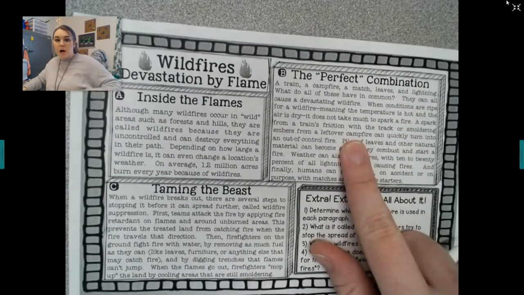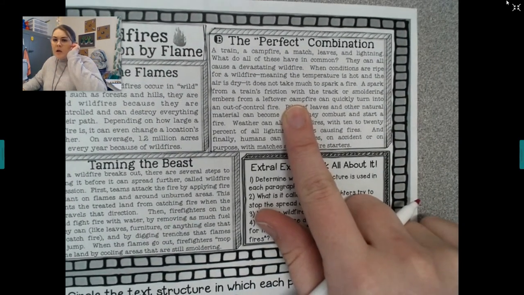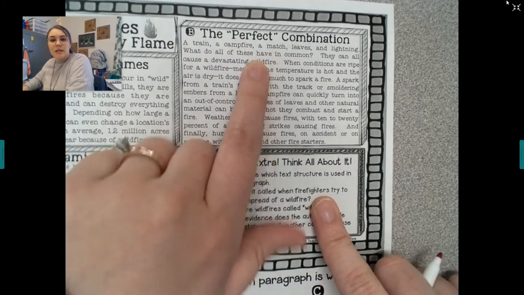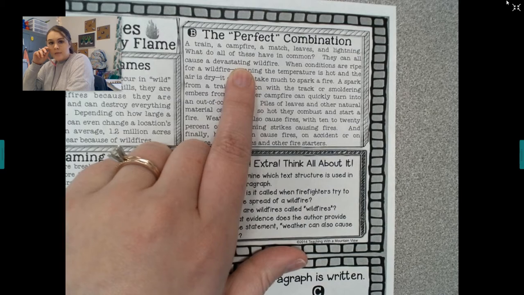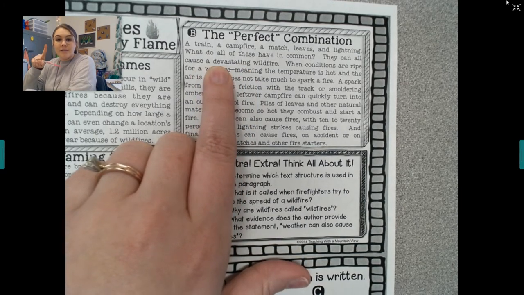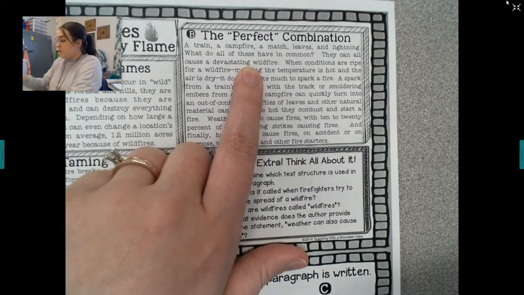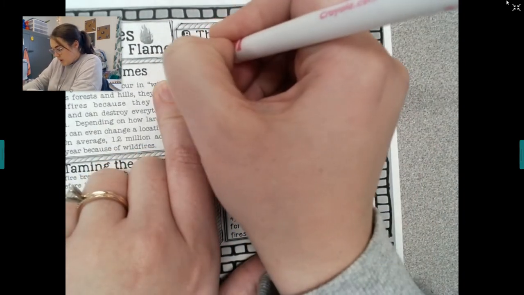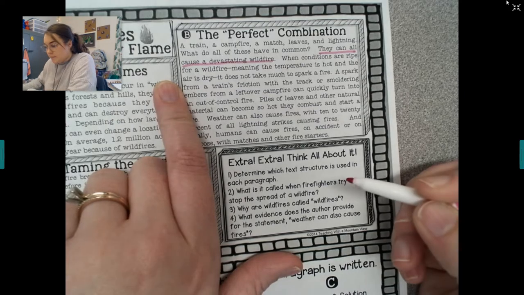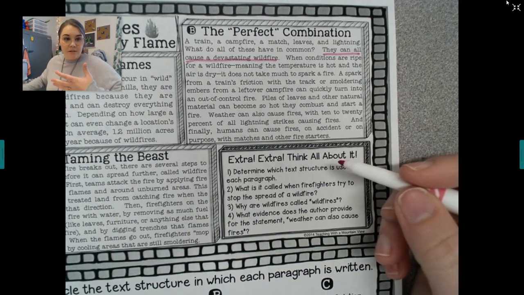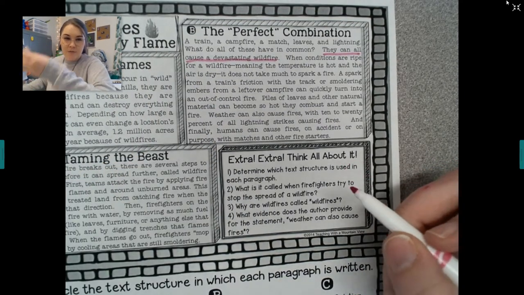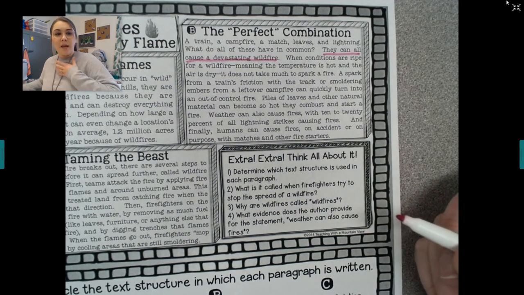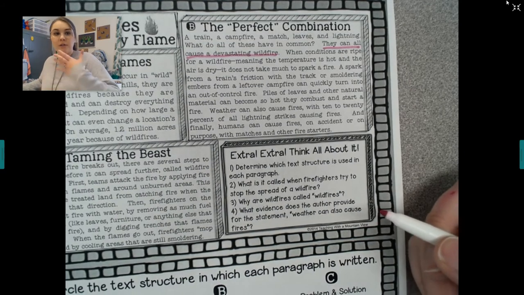Okay, so our topic is wildfires. The perfect combination. A train, a campfire, a match, leaves, and lightning. What do all these have in common? They can all cause a devastating wildfire. So before I even continue reading, they can all cause a devastating wildfire. So I'm going to continue to read because that doesn't tell me that it's cause and effect. It does give me a hint that makes me think about cause and effects. So I'm going to see if I can prove that. How do I know it's cause and effect?